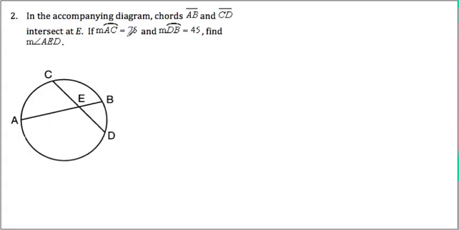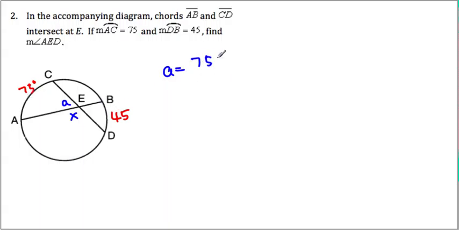Same idea, AC is 75 degrees and then DB is 45 degrees. Now, what are we looking for? AED. AED. Notice that in this case, the measure of the angle that we are looking for is not the angle accompanied by the intercepted arcs, but rather it will be the supplementary angle. So what if I were to call this angle A? Then A can be found in the same manner as the previous question.